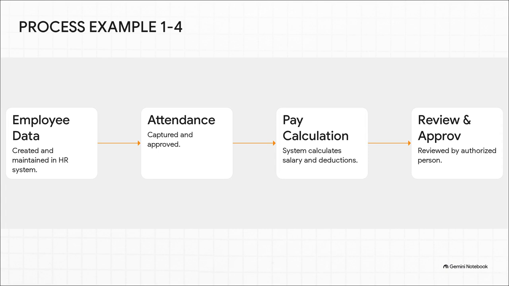4. Payroll process example. Let's trace how this flows in a standard payroll lifecycle. It kicks off with Step 1, creating employee master data in the HR system. Then, Step 2, we capture attendance recording. And listen, upgrading from manual sign-in logs to biometric scanners here, that's a real game changer for capturing accurate data and preventing buddy punching. From there, Step 3, the system runs the pay calculation based on that captured data, which is finally sent to Step 4, review and approval by an authorized person.